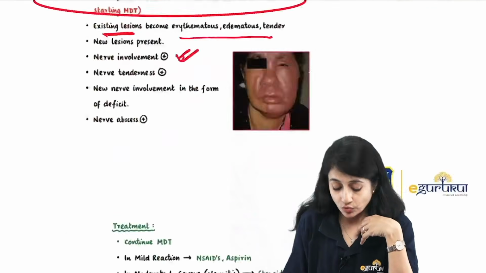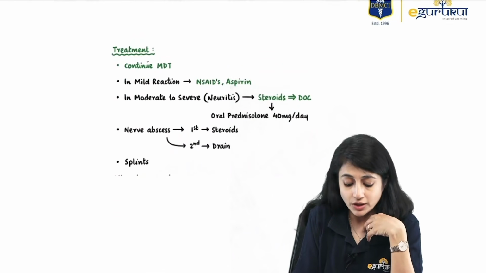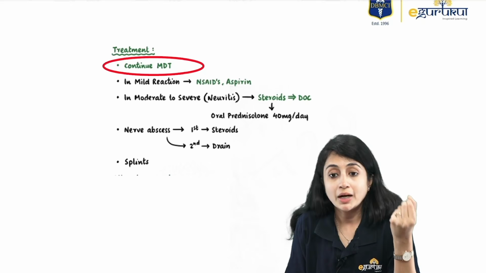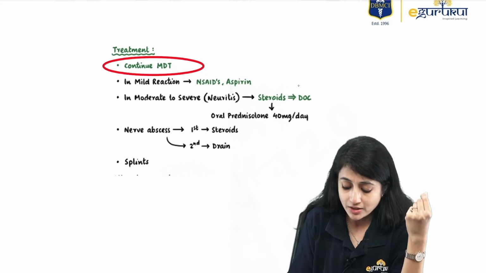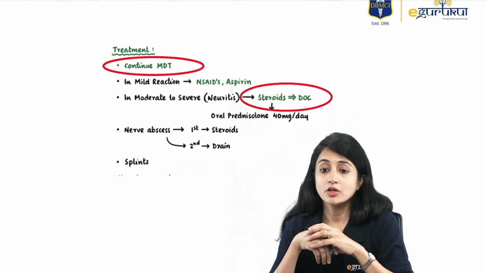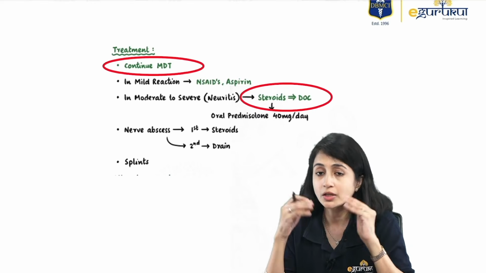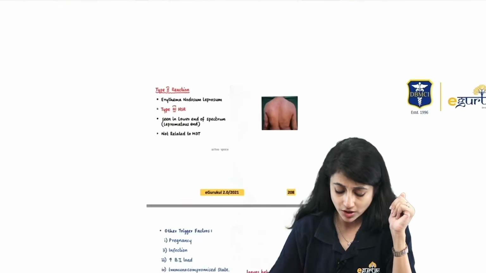And there is nerve involvement. And how do we treat it? We continue MDT. In mild cases, we give NSAIDs, and in severe cases, steroids are my drug of choice. So here the option would be continue MDT and start the patient on steroids.